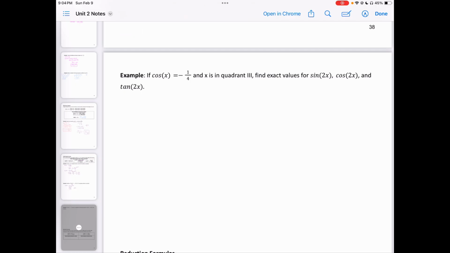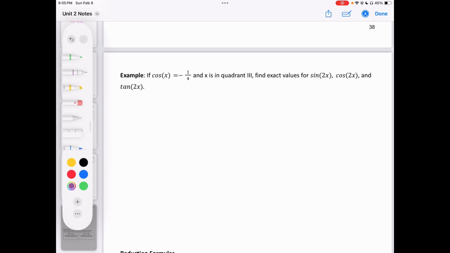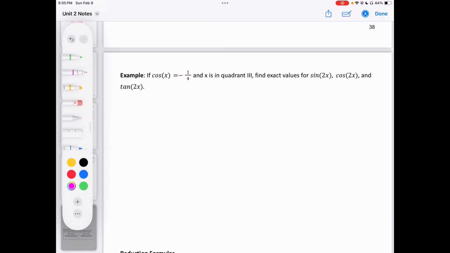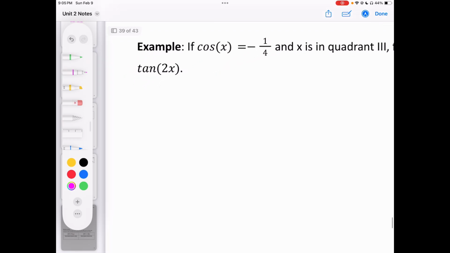Let's take a look at the next one. Now we're being told a cosine value and where it is on the unit circle, and we want to find sine of 2 theta, cosine of 2 theta, and tangent of 2 theta. My suggestion to you is to always draw the triangle, even if you think it's silly and you don't need it. I would do it anyway. I always do it, even though I know what my values are going to be.